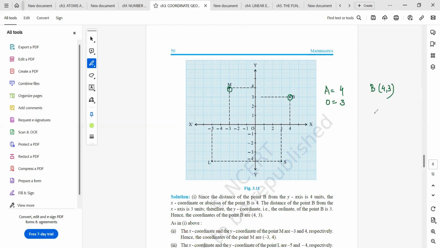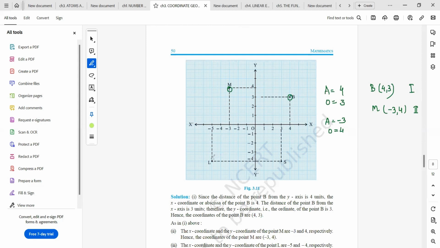For point M, abscissa is -3 and ordinate is 4. So the coordinates will be -3, 4. And it is in the second quadrant because x is negative, y is positive. So they are in the second quadrant. For point B, both are positive, so it is in the first quadrant.